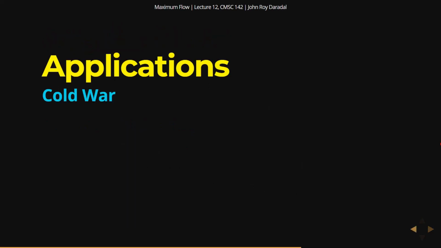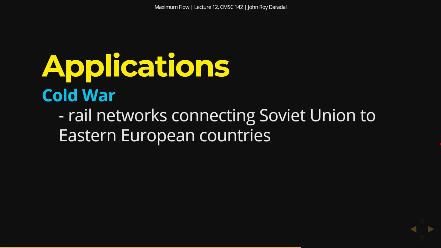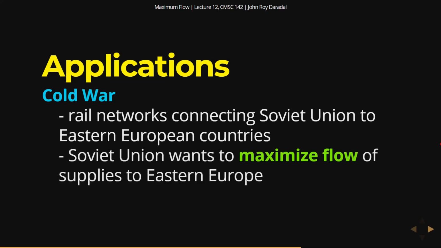Okay, and this was also used somewhat during the Cold War. So during the Cold War, the Soviet Union was connected to Eastern European countries using a railroad network. And they wanted to send goods, of course, or supplies from the Soviet Union to the Eastern European countries. So they wanted to maximize the flow of supplies along this rail network. Okay, so that is an application of a maximum flow problem. Okay, so that is maximum flow.